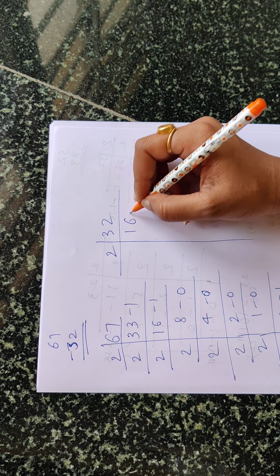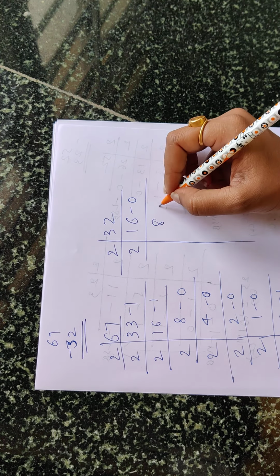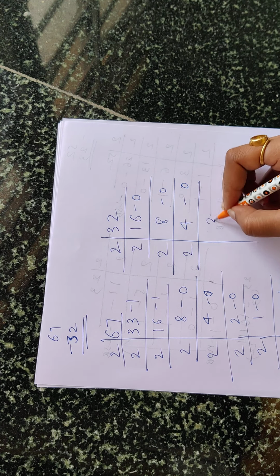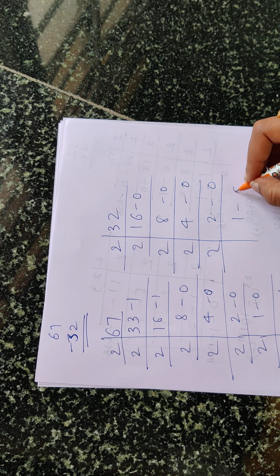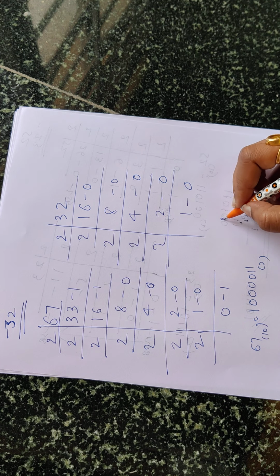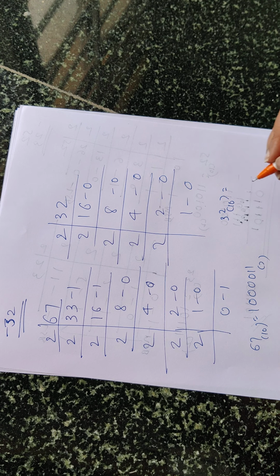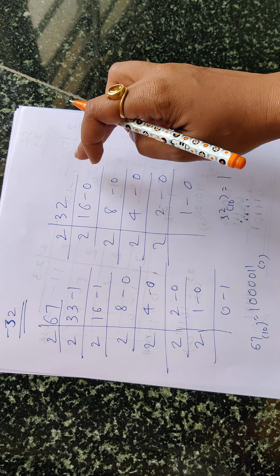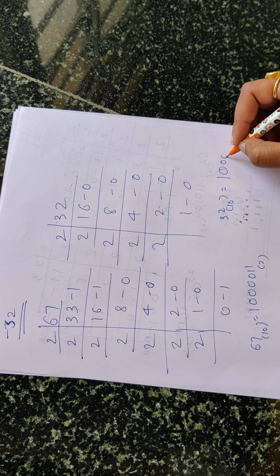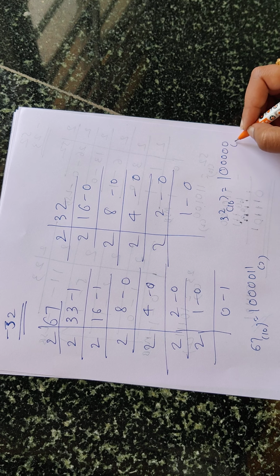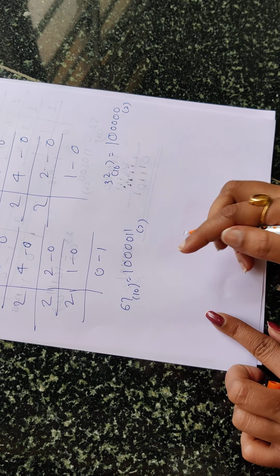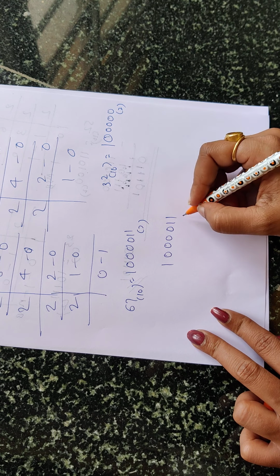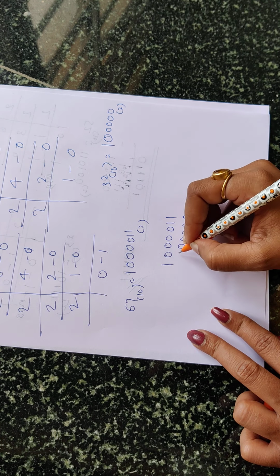2 16s are 32, 2 8s are 16, 2 4s are 8, 2 2s are 4, 2 1s are 2, 0 each time. So your 32 to the base 10 equals 1 followed by 5 times 0 to the base 2. Done. Now subtract it. Take the value 1, 4 times 0, double 1, and this one 1, and 5 times 0.